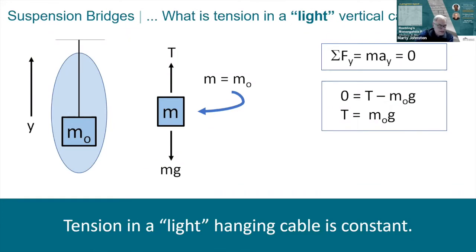And I solve that and I say the tension in that cable is M naught G. No matter where I look in that cable, the tension stays constant. And so the big takeaway, when I think about a light vertical cable, the tension in the system doesn't change.